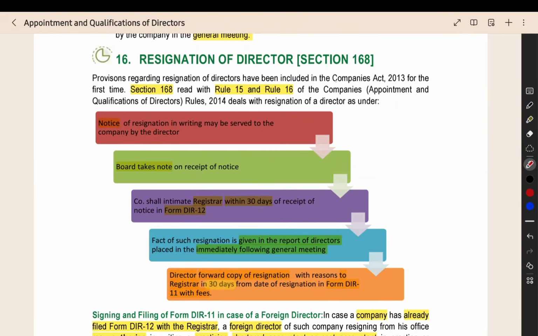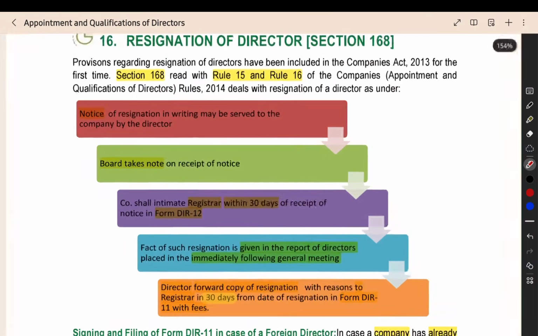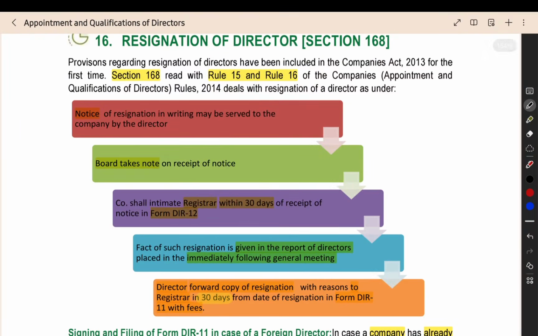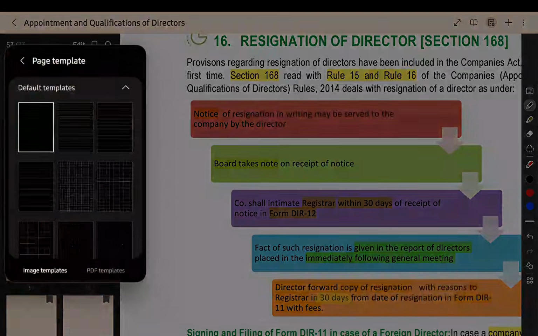The next section is section number 168, where we talk about the resignation of the director. When can a director resign by himself, and what is the procedure to do that? First, a notice should be sent to the company by the director. So the director who is going to resign has to send a notice to the company. Notice should be sent. What the company should do is take note of the notice.